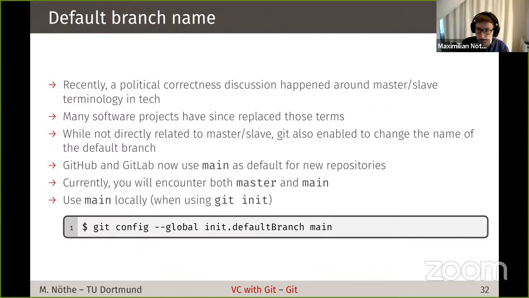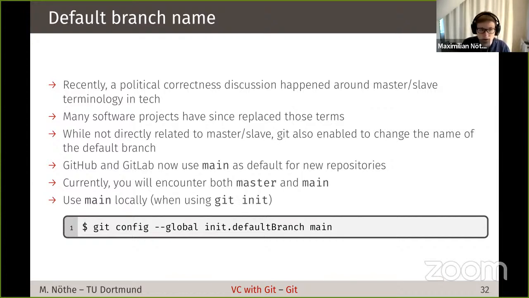So you can now set the default name of the branch you want to use as a default branch. And if you create a new repository directly on GitHub and GitLab, you will get a repository with the default branch name of main and not master anymore. Some projects that started with the master branch, because they were older projects, have recently renamed their main branch. And you can do this easily on GitHub. There's just a switch in the settings to rename the master branch to main. And this will also automatically update all the pull requests that are currently open.